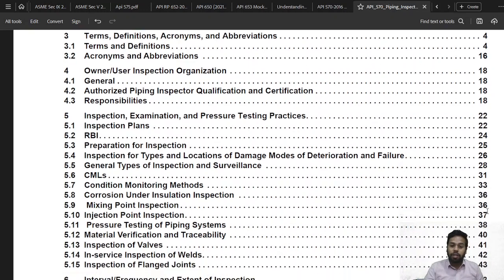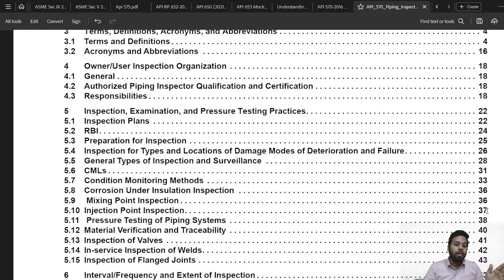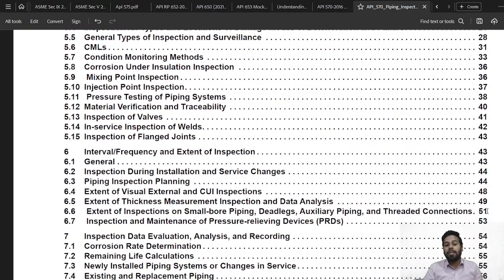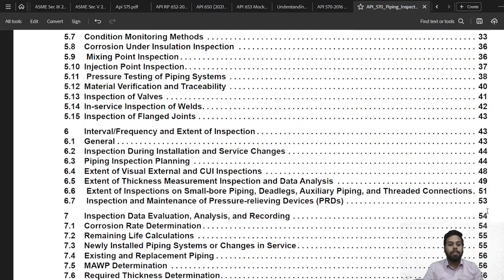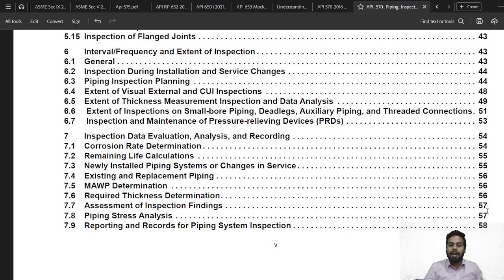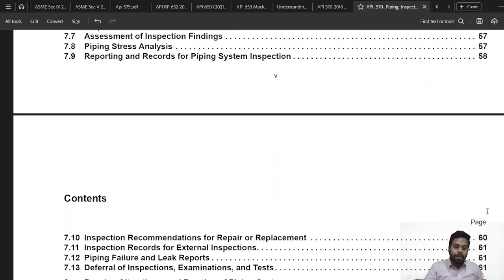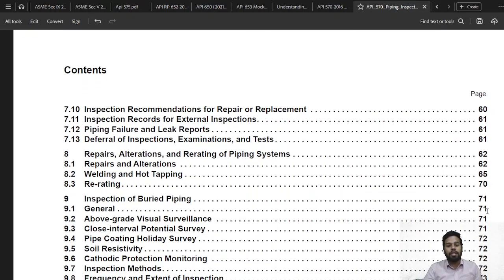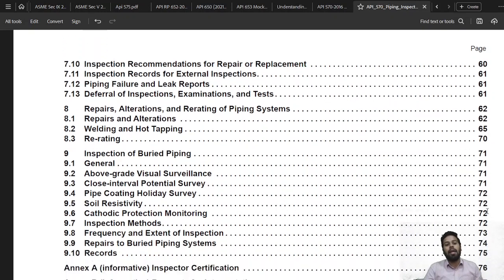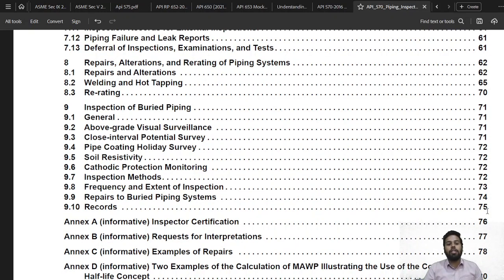Fifth is inspection and pressure testing practices. Sixth is interval, frequency and extent of examination. Seventh is data evaluation, analysis and recording. Eighth is repairs, alteration and re-rating of the piping system. And ninth is inspection of buried piping. So these are the 9 sections that are laid down in API 570.